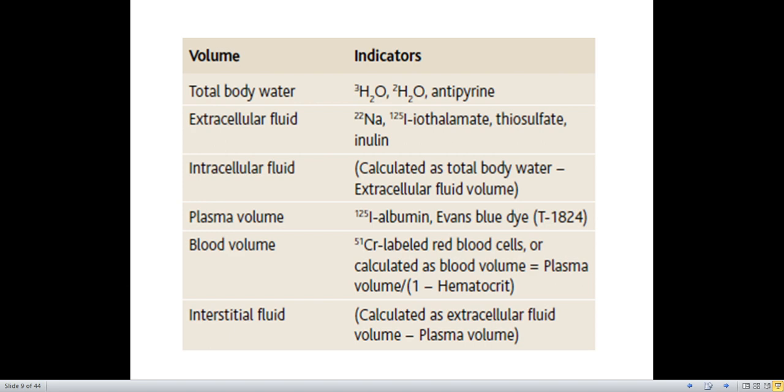This table shows a summary of measurement of fluid volumes in the different fluid compartments.